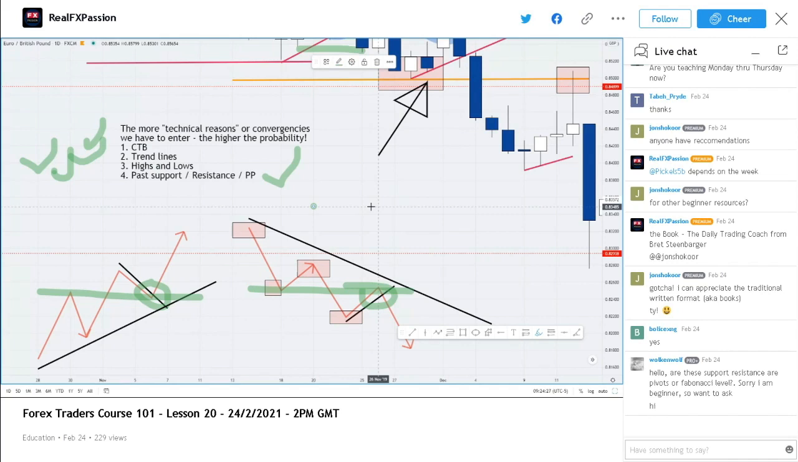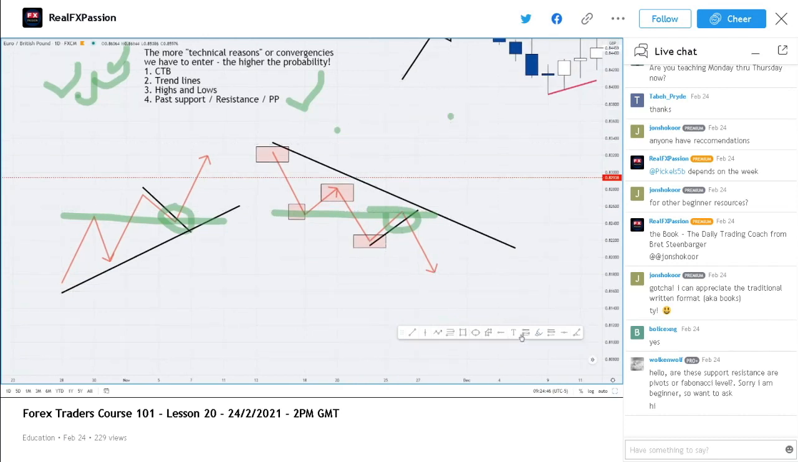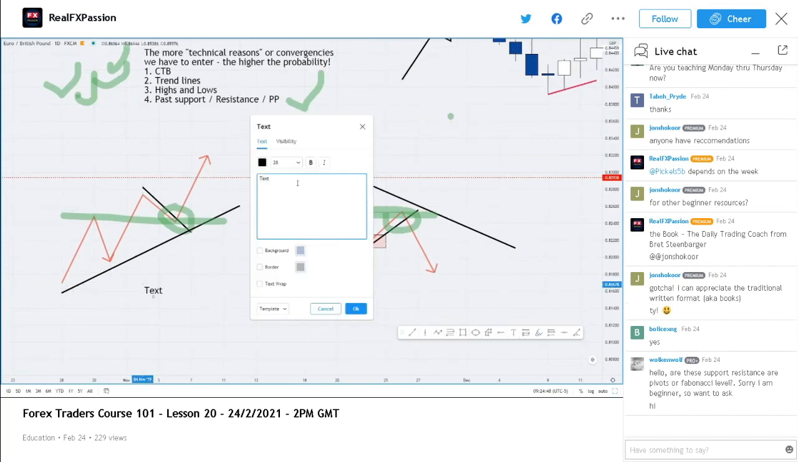Passion, can I enter only with number 1 and 2? Yes, you can. There is no right or wrong. But remember, the more technical reasons you have, the higher the probability. And everybody, this is the skill. Okay, this is the skill.